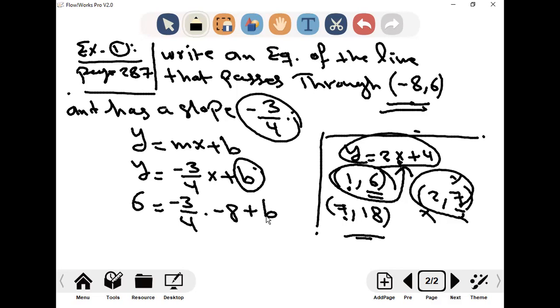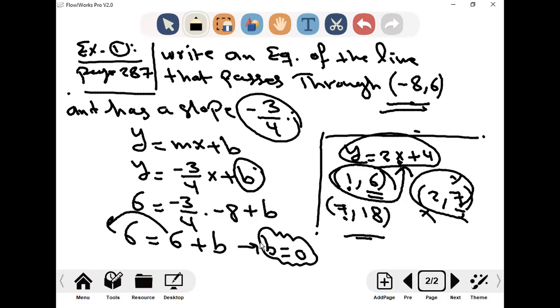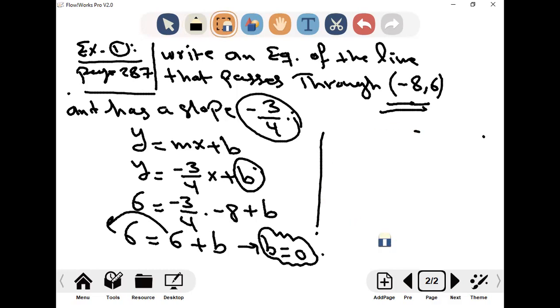So here, negative 3 times negative 8 is positive 24, right? Divided by 4 is 6. So 6 equals 6 plus b. Shift the 6 here to find the value of b. 6 minus 6 is 0. So b equals 0. Right? b equals 0. So what's our equation? We prepare the equation.